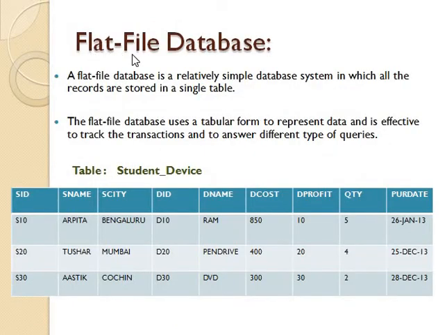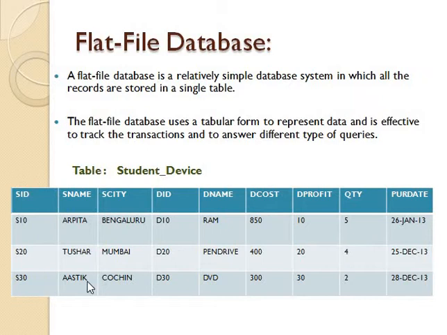Now come to the next topic, which is the flat file database. A flat file database is a relatively simple database system in which all the records are stored in a single table. Now consider this table named student device. It consists of two pieces of information.